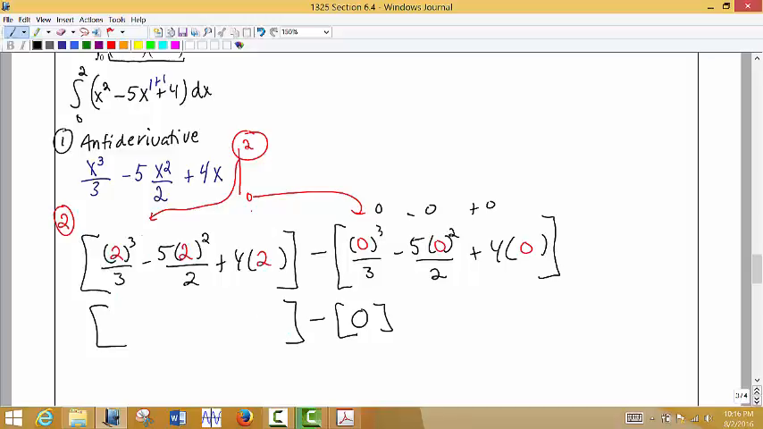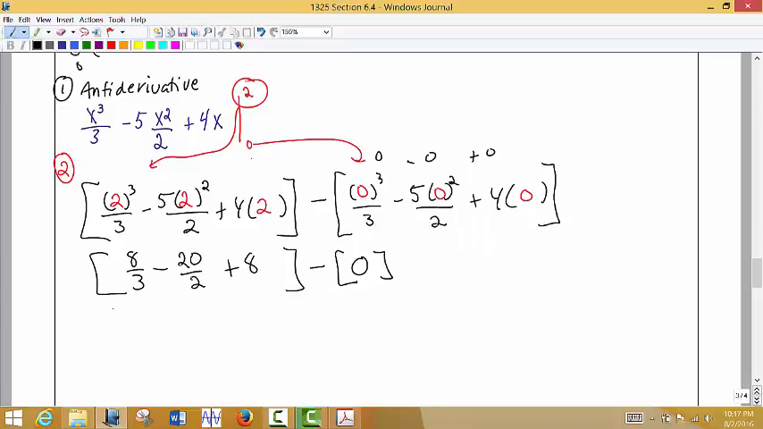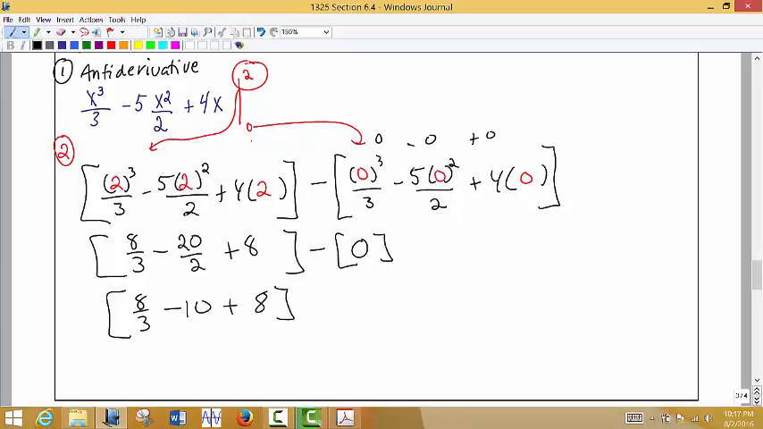So let's work with that. The first bracket: 2 cubed is 8, 8 over 3. 2 squared is 4, 4 times 5 is negative 20 over 2. 4 times 2 is 8. Let's do a little bit of simplifying here. I get 8/3 minus 10 plus 8. I'm not going to worry about the minus 0 because we know that's not going to change anything. Negative 10 plus 8, that's negative 2.